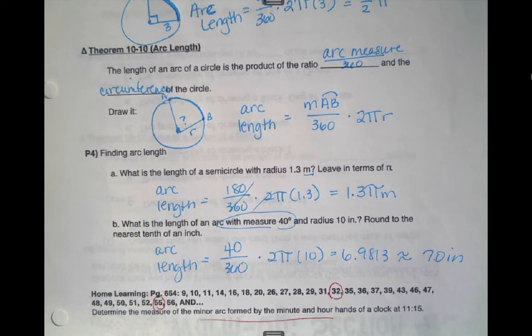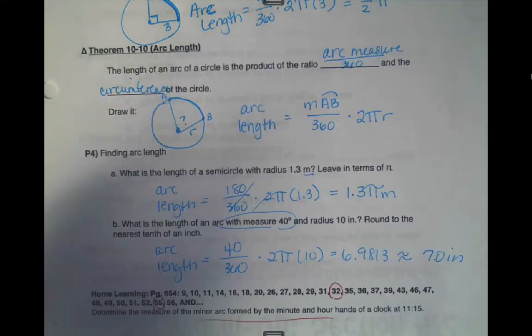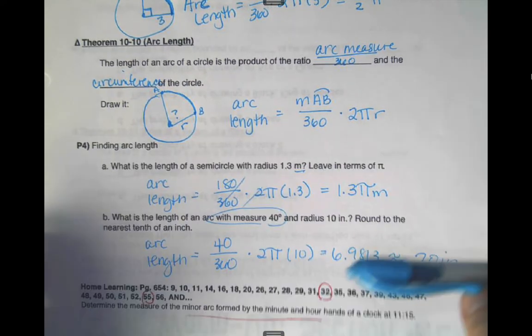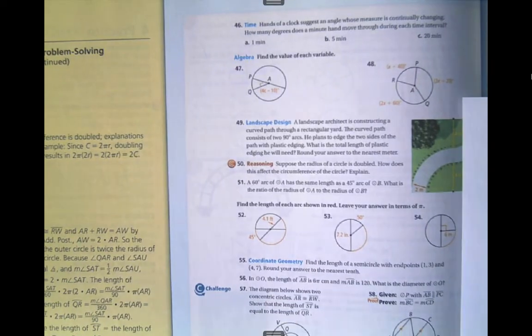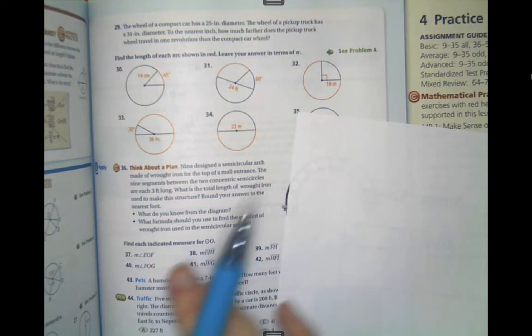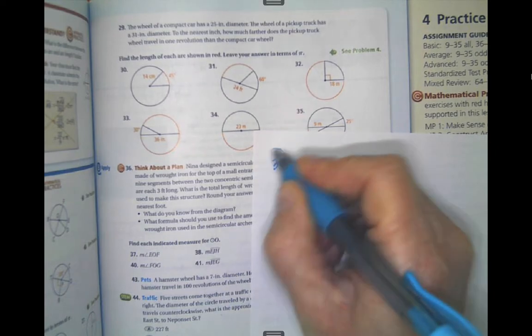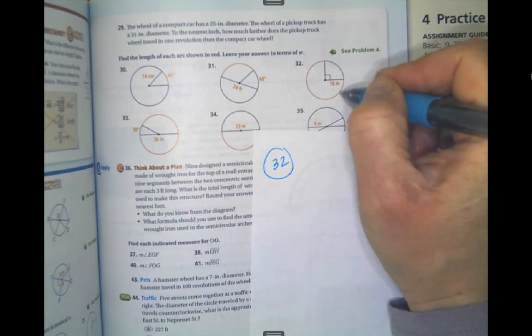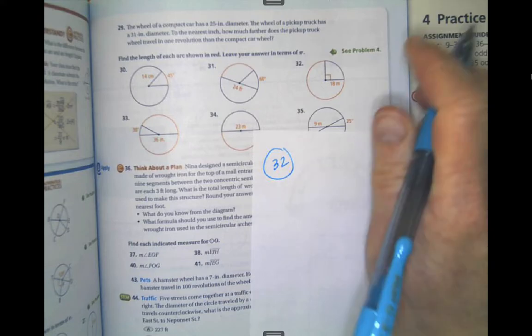All right, so we're going to look at a couple of these homework problems. So we'll start with 32, 35, and then I'll do this last one here with you. All right, for 32, just be aware that sometimes it says find the length of the arc shown in red. So they're asking you for the bigger arc there. So just pay attention to that. This is 90, so then the bigger arc is 360 minus 90, so it's 270.